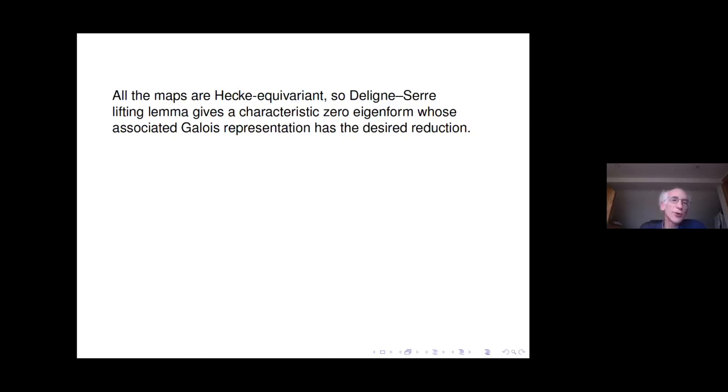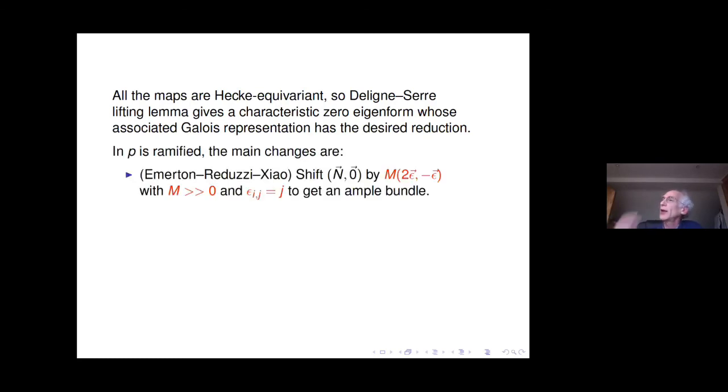And now a standard argument shows that you can actually lift to an eigenform. So once you've lifted to an eigenform, you have an associated Galois representation, which you can then reduce to get the Galois representation that you're interested in. Okay, just a few words about what to do in the ramified case.